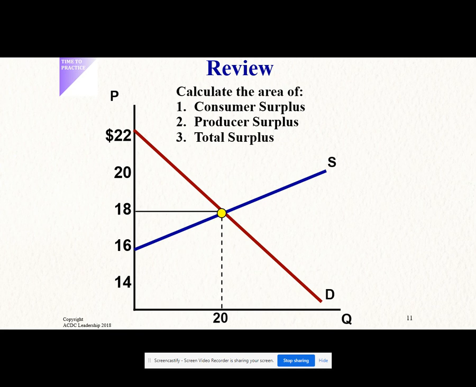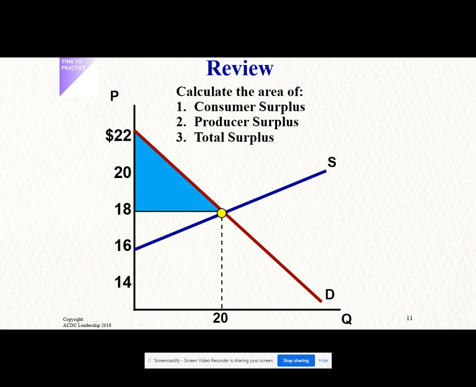All right, ready? What do you get for the consumer surplus? 40. It's the area of that triangle right there, which I can either say 22 minus 18 is 4, half of that is 2, times 20, that's 40, or I can do it the other way around: half of 20 is 10, times 4.